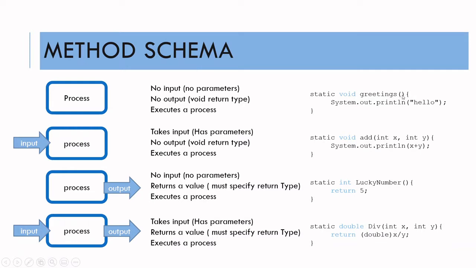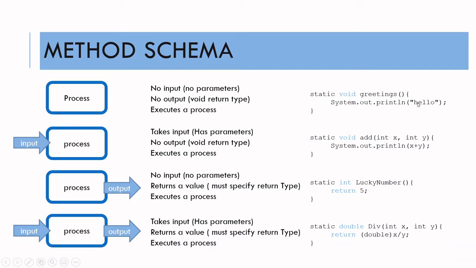So inputs go in the parentheses, also called parameters, and the return value type goes here before the name of the method. And in this case, because it has no output, it is going to have a void data return type.